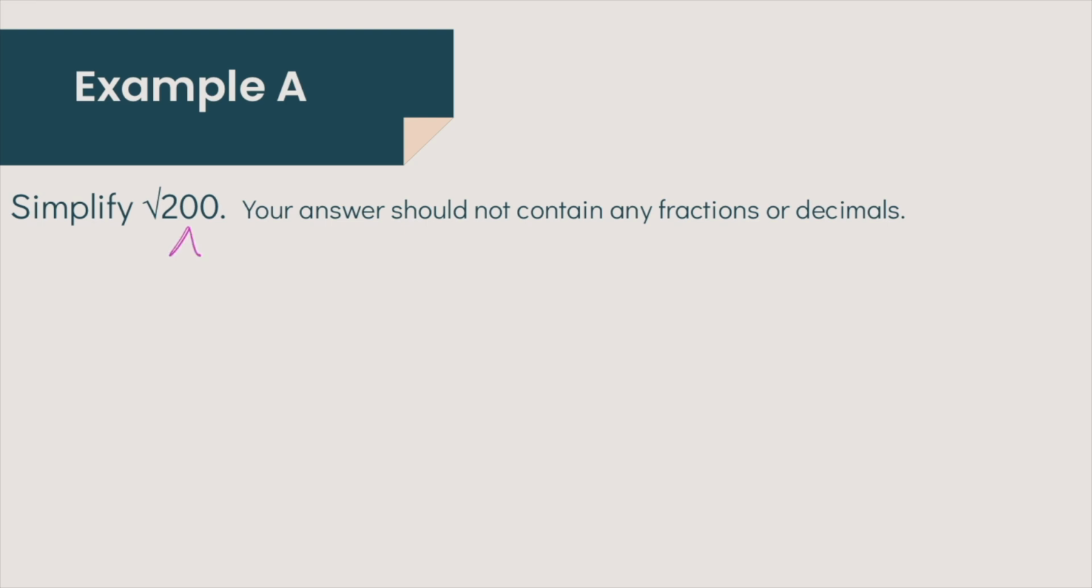Now you can break it down lots of different ways, but if you've got an even number and you're not sure where to go, you can always divide by 2. So if I divide 200 by 2, I'm going to get 100. So that's my first one. Now 2 is a prime factor, so I can't go any further with that.